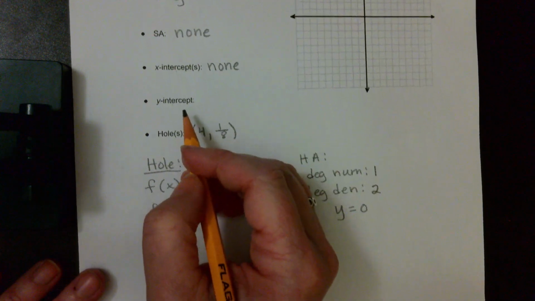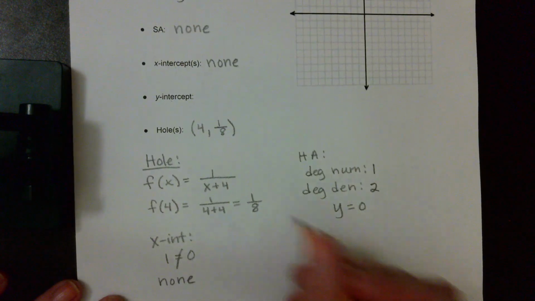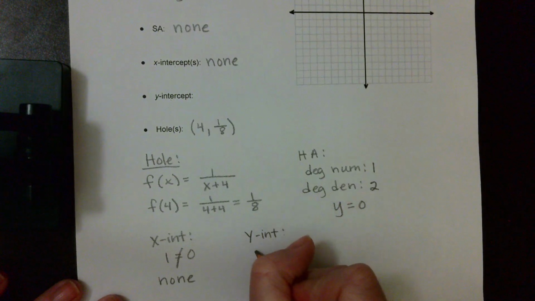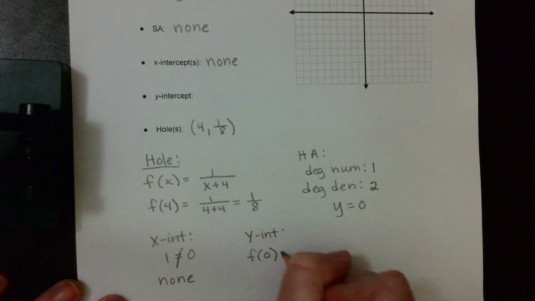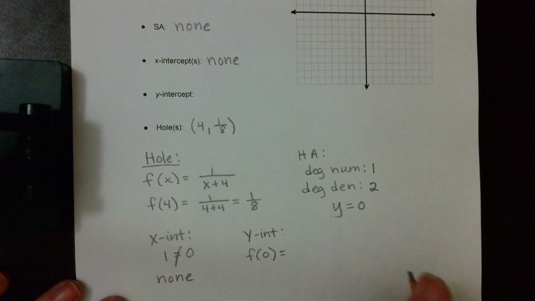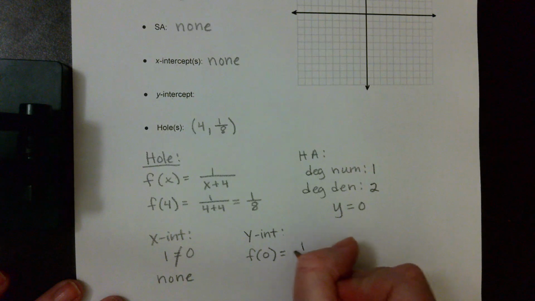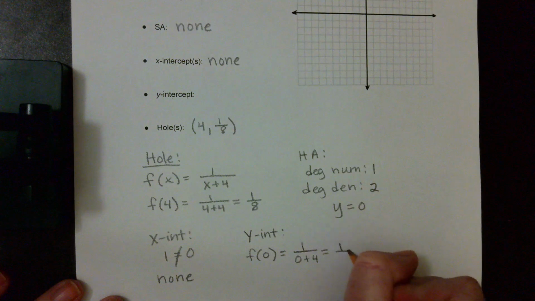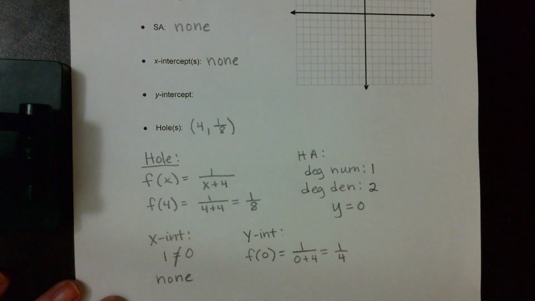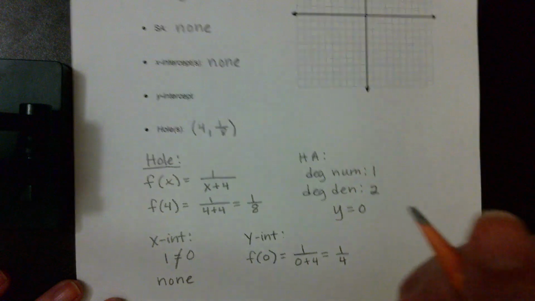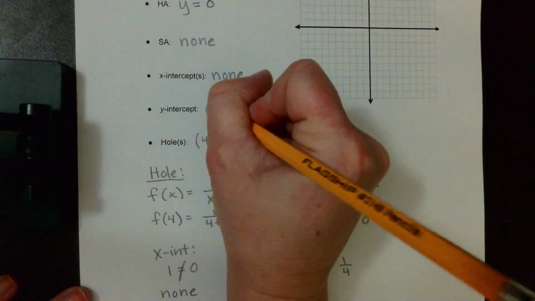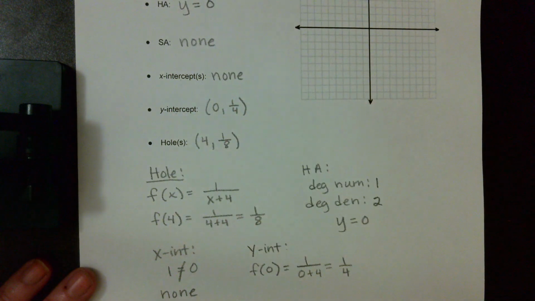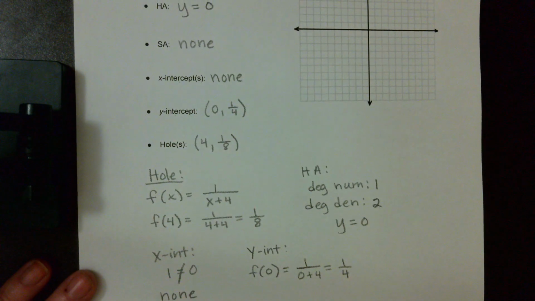And then for our y-intercept, we're going to find f of 0 from our reduced function, which would be 1 over 0 plus 4, which is 1/4. So our y-intercept is going to occur at (0, 1/4).